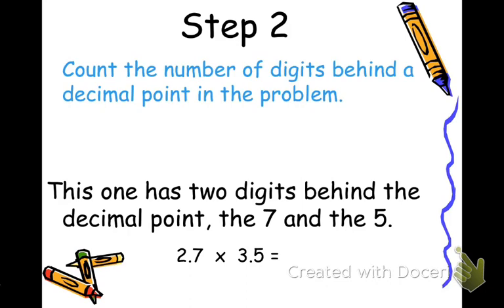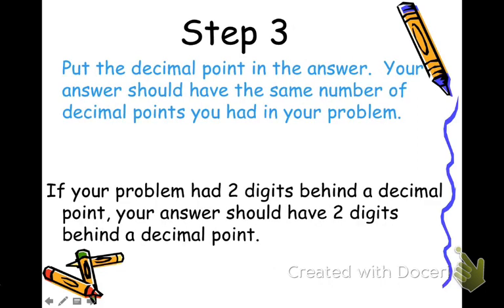Step number 2, count the number of digits behind a decimal point in the problem, and in fact we need to count the number of digits behind any decimal point. So in the example at the bottom, we have 2.7 times 3.5. I notice that there is a number 7 behind a decimal point and a number 5 behind a decimal point. So there are 2 digits behind decimals in the problem. And I'm going to keep that in mind for step number 3.